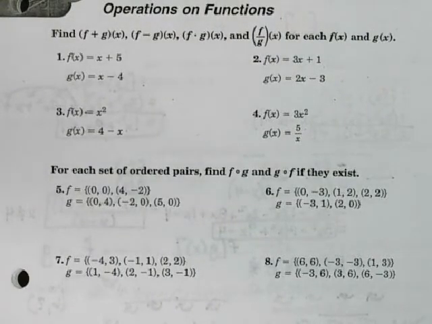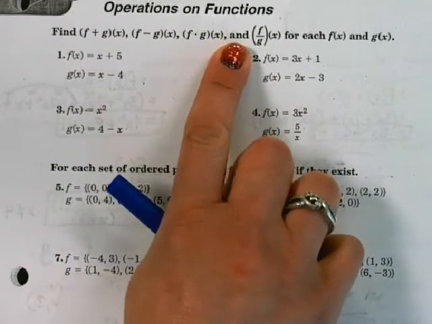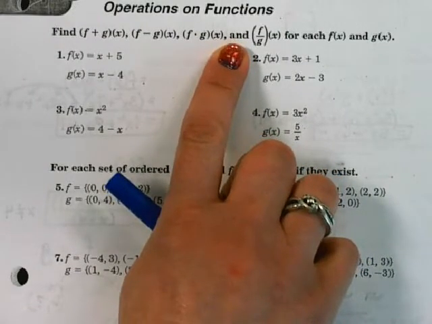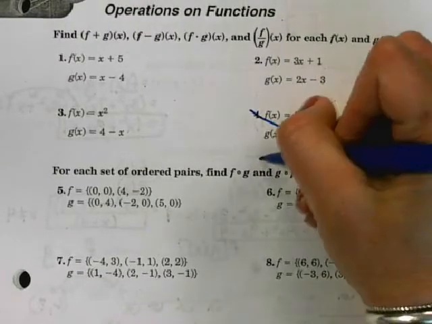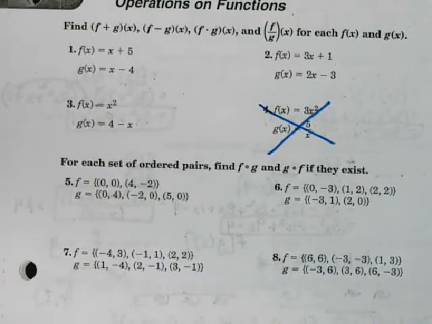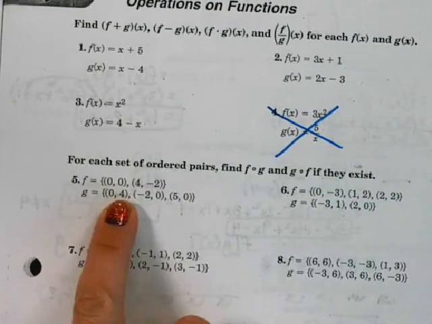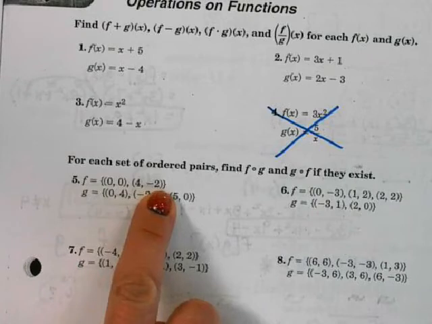Okay, so at the top, you're finding f plus g, you're adding your functions together, you're subtracting your functions, you're multiplying them, and you're dividing them. How many answers should you have for each question? 4. I want you to go ahead and skip number 4 because it's grody. Skip number 4. With that x in the denominator, gross. Who wants to do that? Okay? Number 5, 6, 7, and 8. You're doing the mapping. So you're going to find f of g and g of f. You're going to start with the g function. 0 goes to 4, 4 goes to negative 2. That make sense?